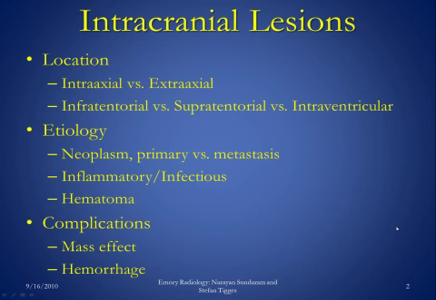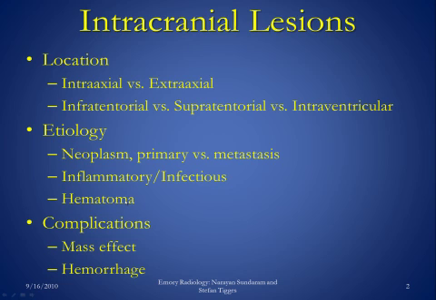So just an overview of what I'm going to be talking about. The most important thing in classifying the intracranial space-occupying lesions is whether they're intraaxial or extraaxial, and we'll discuss this further in a little bit. Then we want to discuss whether the lesion is infratentorial, supratentorial, or whether it's intraventricular. Then once we describe the lesion, we can talk about the etiology of these intracranial space-occupying lesions: a neoplasm, whether it's a primary brain tumor or metastatic lesion, an infectious or inflammatory lesion, or a hematoma.